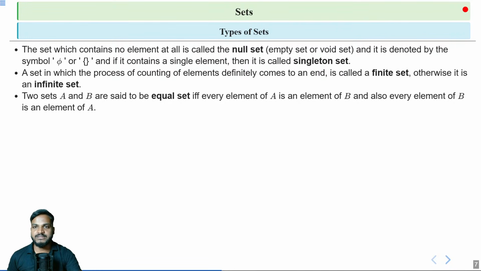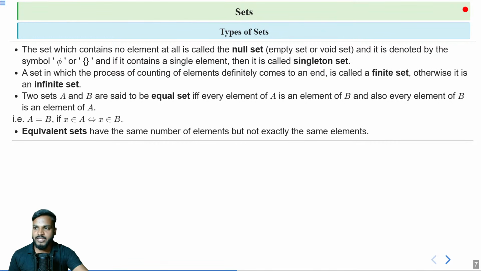Now we are talking about equal sets. If we have two sets A and B, then they will be called equal sets only if every element of A is an element of B, and also every element of B is an element of A. So all the elements within them are exactly the same. Then we call set A and B equal sets. Mathematically, we can represent it as A is equal to B if x belongs to A, then x belongs to B. Conversely, if x belongs to B, then x belongs to A. Then we say A and B are equal sets.